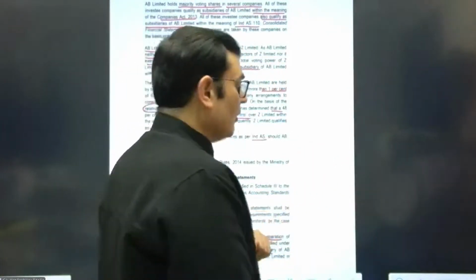The Ind AS says it is a subsidiary. Consolidated financial statements need to be prepared. You are going to consolidate that subsidiary. I think let's pen this down as well. So, moral of the story. Let's put down the moral of the story in this particular case. What I'm giving you so far is clarification notes.